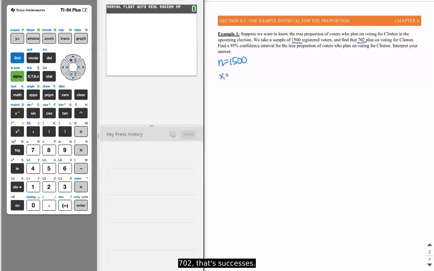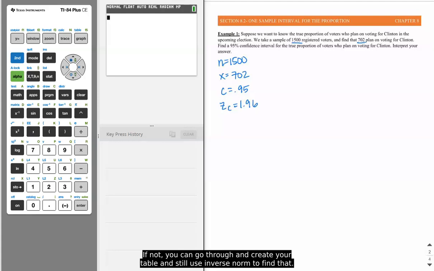That's successes. So for failures, we need to make sure that both are greater than or equal to 5, which in this case they are, since the successes is 702, and the failures is definitely going to be greater than 5. The confidence level is 0.95, so if you remember, your critical value is 1.96. That's one that we should have memorized. If not, you can go through and create your table and still use inverse norm to find that.